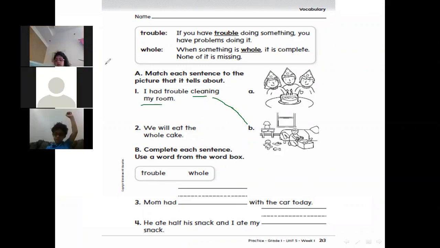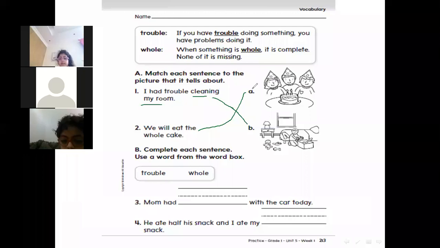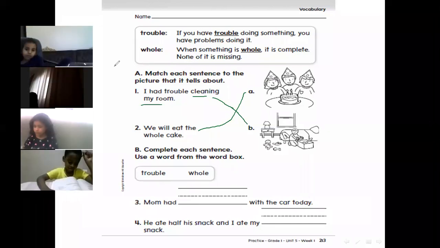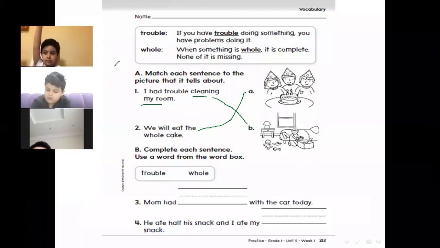Let's see who didn't answer. Khalid, okay. We will eat the whole cake. Which picture? Excellent, Khalid. A, they will eat the whole cake. Excellent, Khalid, wonderful. Yes, Yusuf.